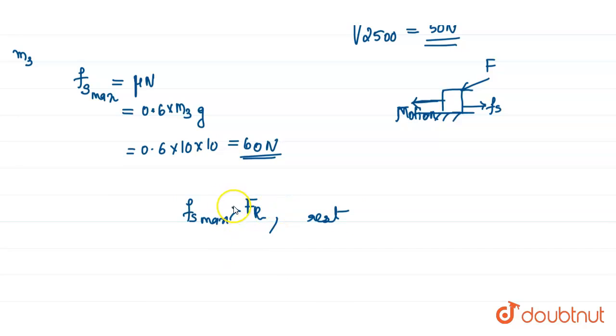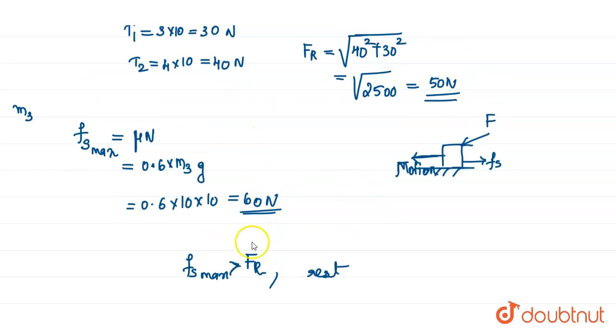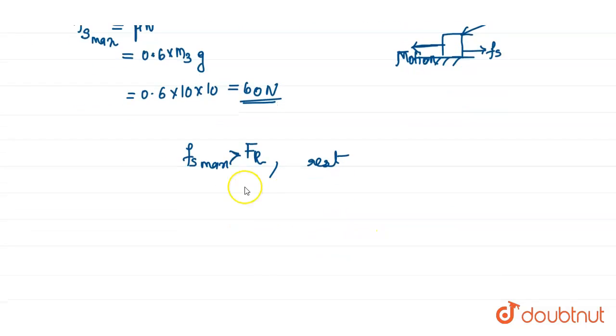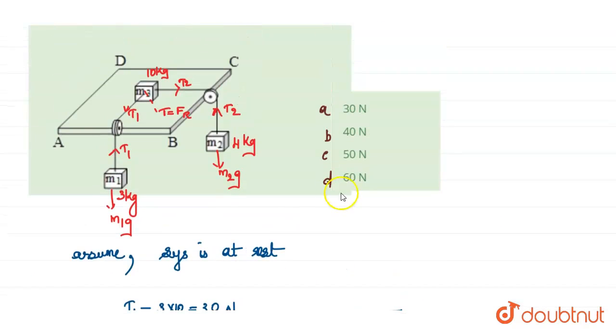In this system the resultant force is 50 Newton, and only beyond 60 Newton does the object start to move. So the static friction in this case should be 50 Newton. When it becomes 60 Newton, that is the maximum value of the static friction. So our answer matches option C, 50 Newton.